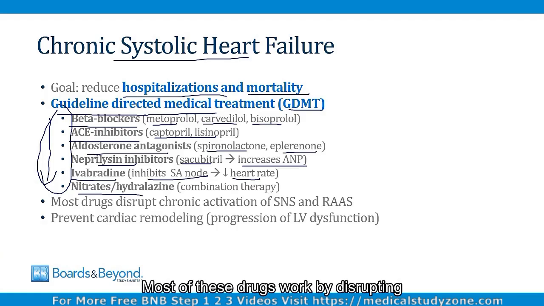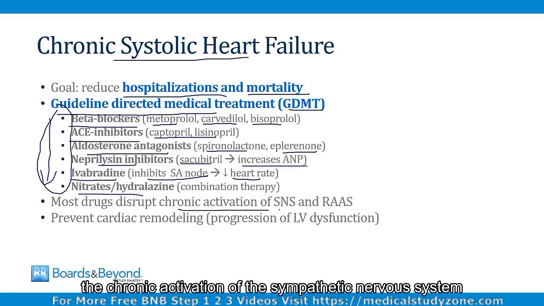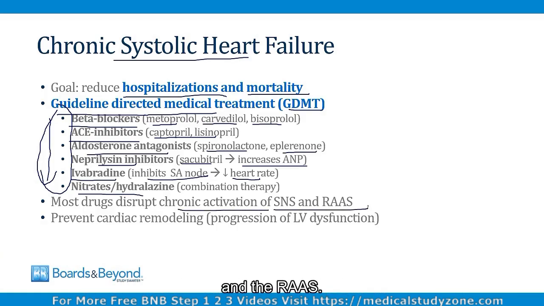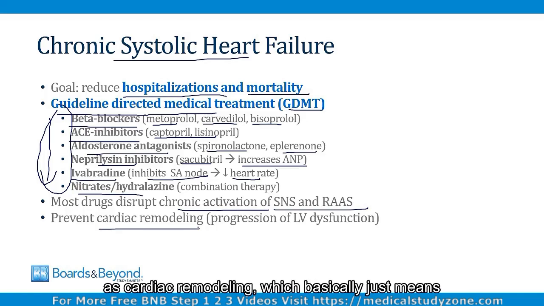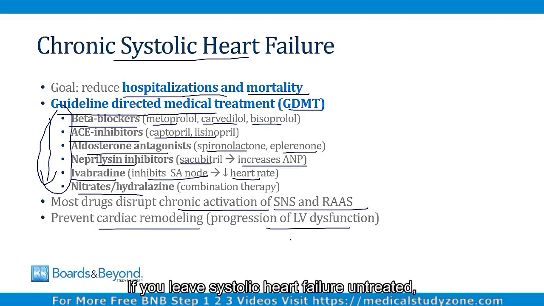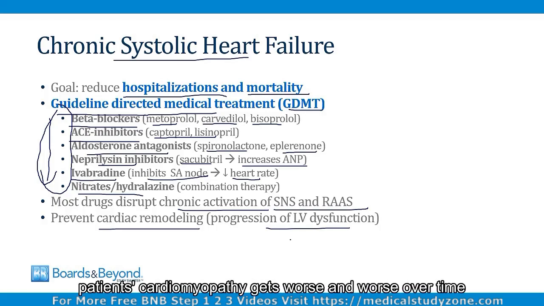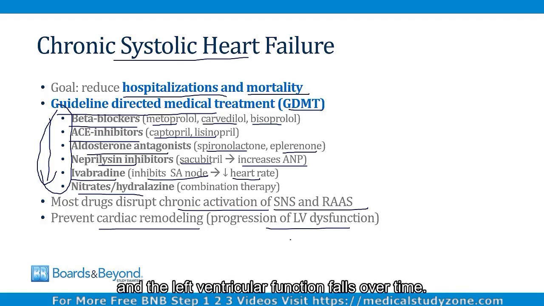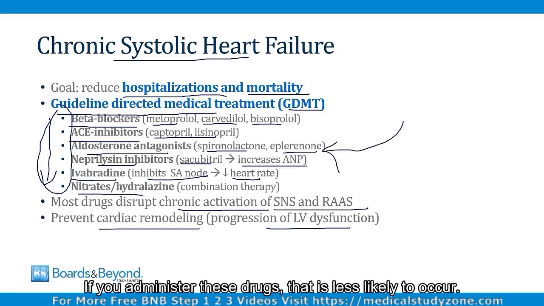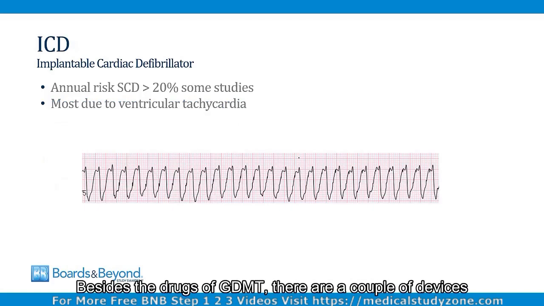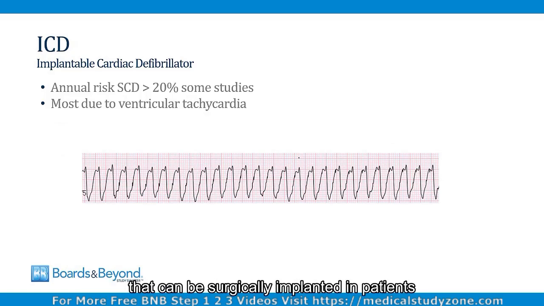Most of these drugs work by disrupting the chronic activation of the sympathetic nervous system and the RAS. By doing this, you prevent a process known as cardiac remodeling, which basically just means progression of left ventricular dysfunction. If you leave systolic heart failure untreated, patients' cardiomyopathy gets worse and worse over time and the left ventricular function falls over time. If you administer these drugs, that is less likely to occur. Besides the drugs of GDMT, there are a couple of devices that can be surgically implanted in patients with systolic heart failure to improve outcomes.